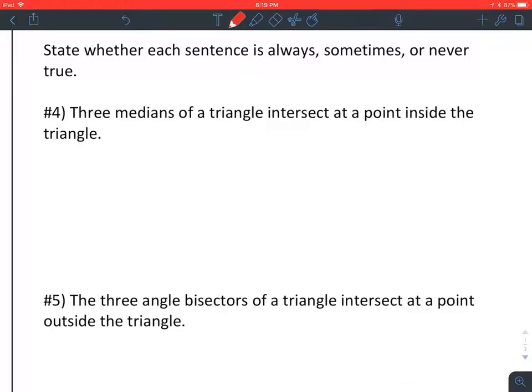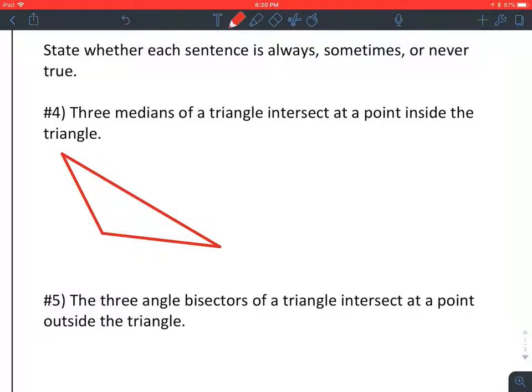Next, state whether each statement is always true, sometimes true, or never true. Number 4, 3 medians of a triangle intersect at a point inside the triangle. Well, that is going to be true no matter what. Don't believe me? Draw a random triangle.